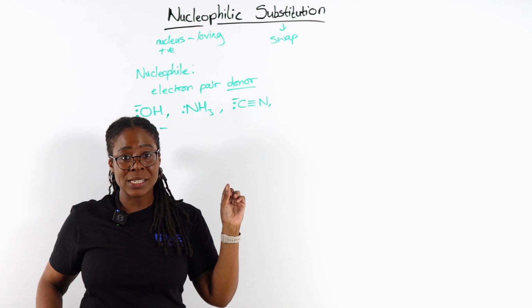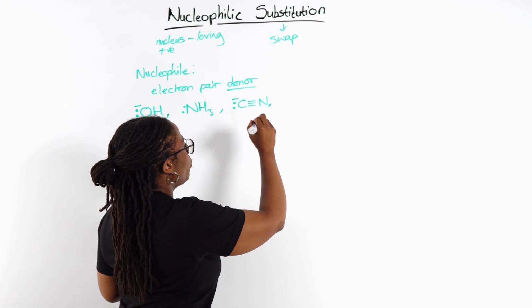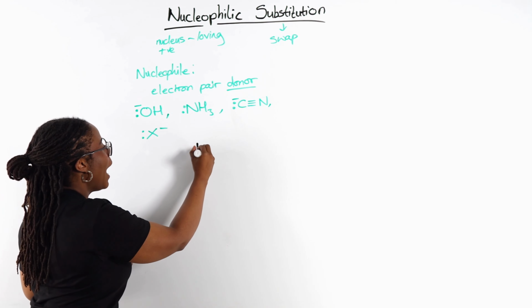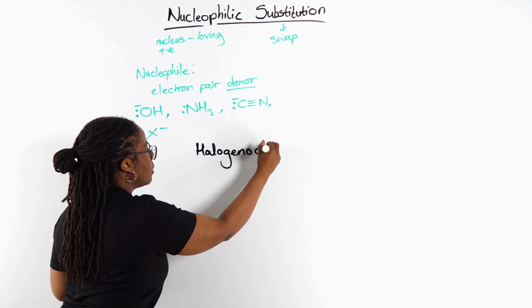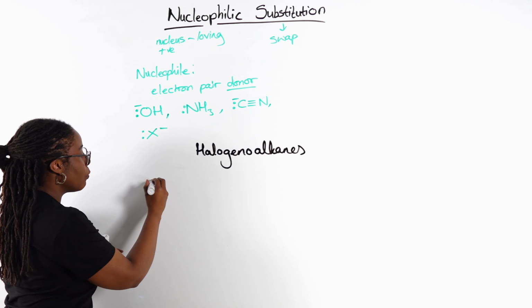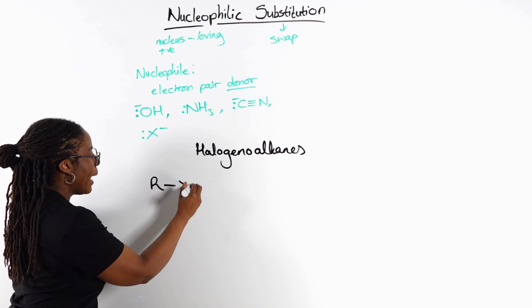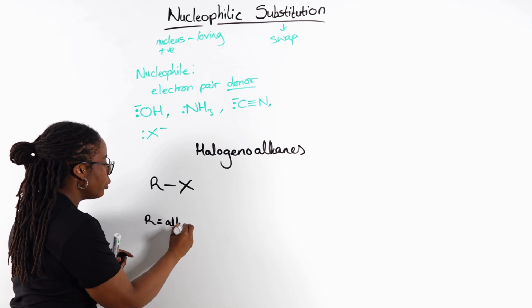That allows us to start to put our mechanism into place, because the species or the functional group that we're going to see this mechanism with is, where should I write this? I'll write it down here. Halogenoalkanes. Right? And halogenoalkanes are of the form RX, where R is your alkyl group, right?